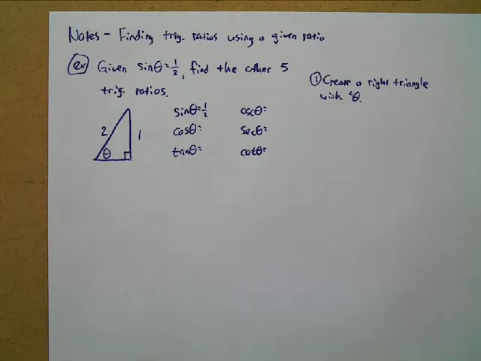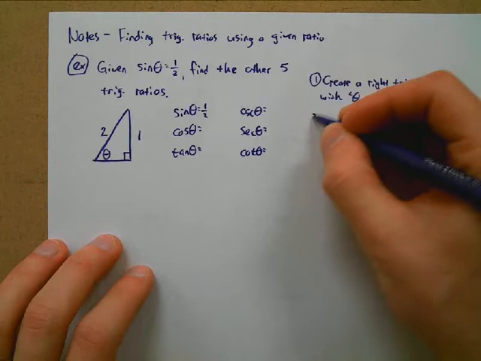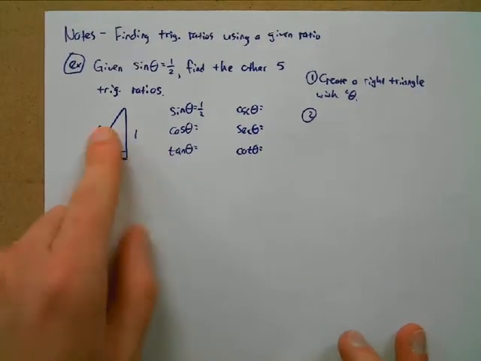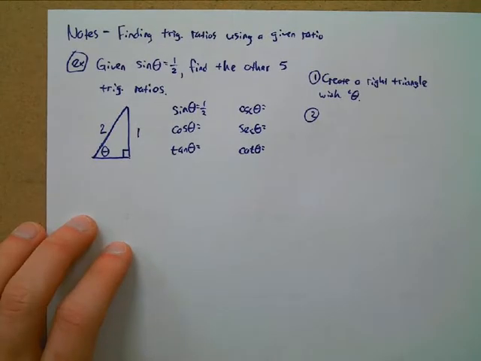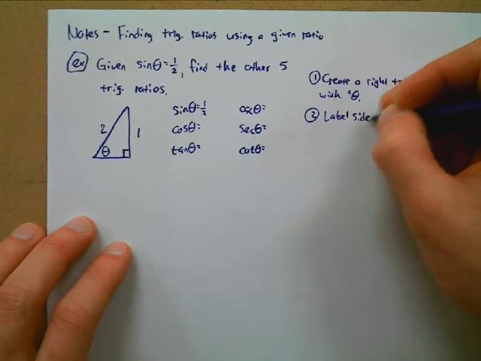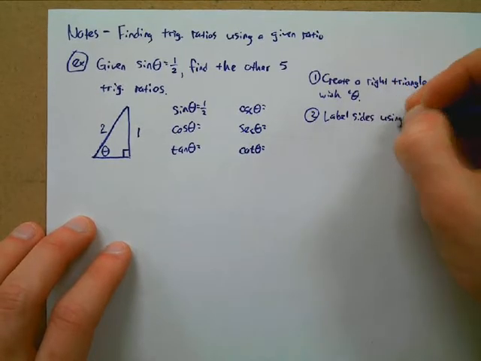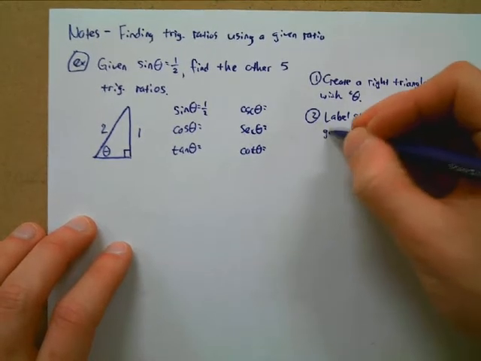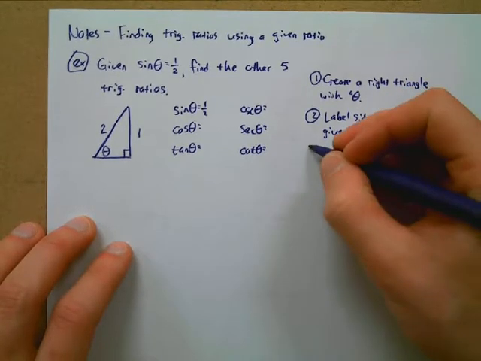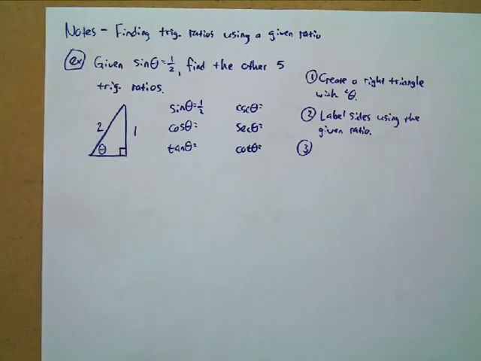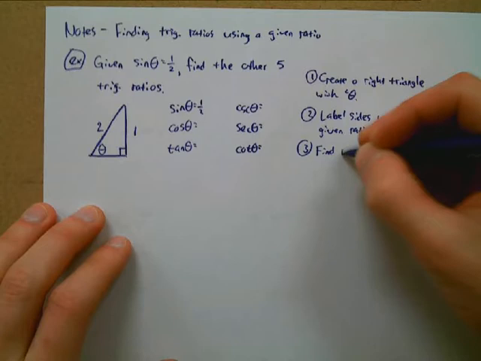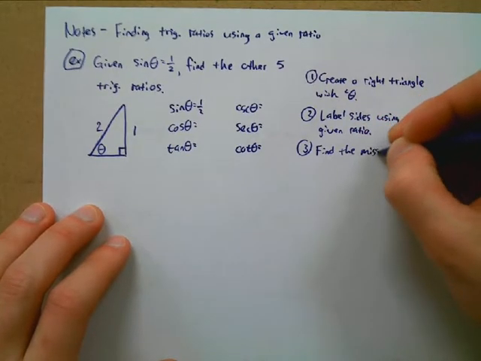Sorry, I misread this up there. So again, we created a right triangle with angle theta, and then we labeled the sides using the given ratio. Right, because that's what sine of theta equals 1/2 means. So we're just using the given information there. And then, like I said, step 3, we need to find the missing side, and then we're good to go, because then we can find all the other trig ratios.